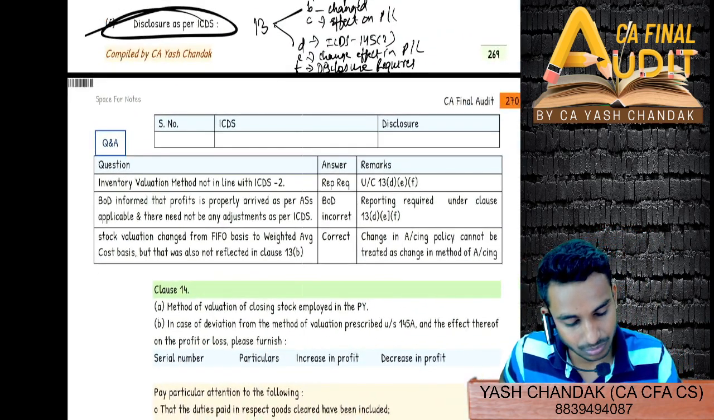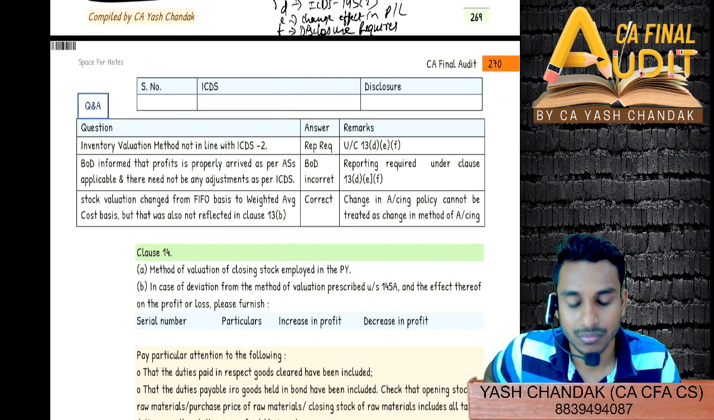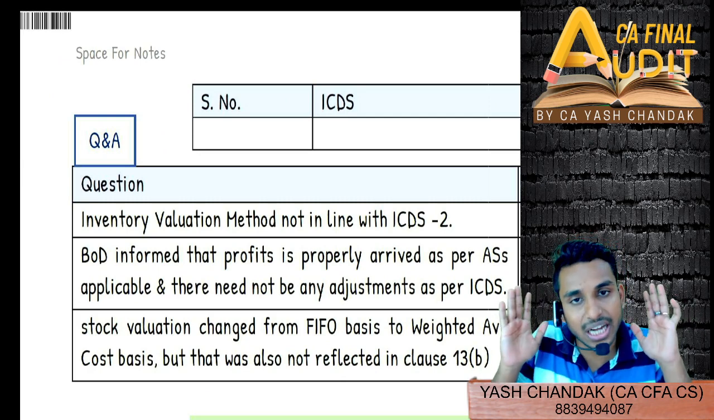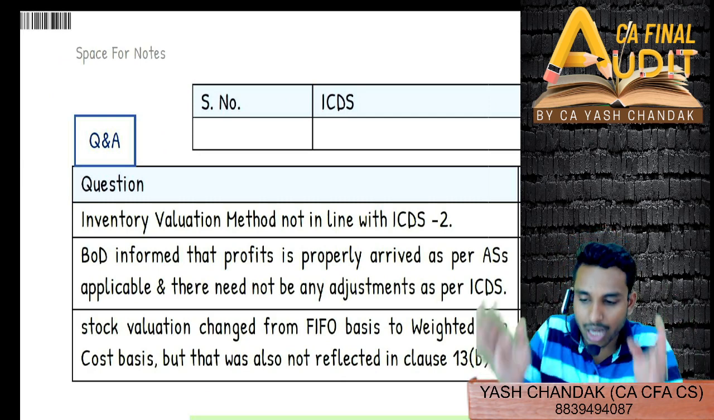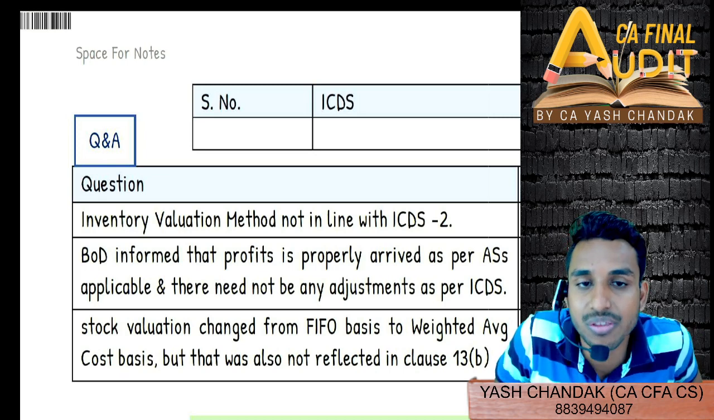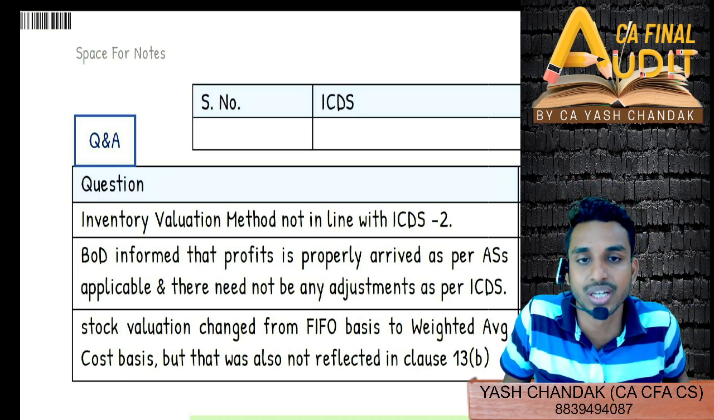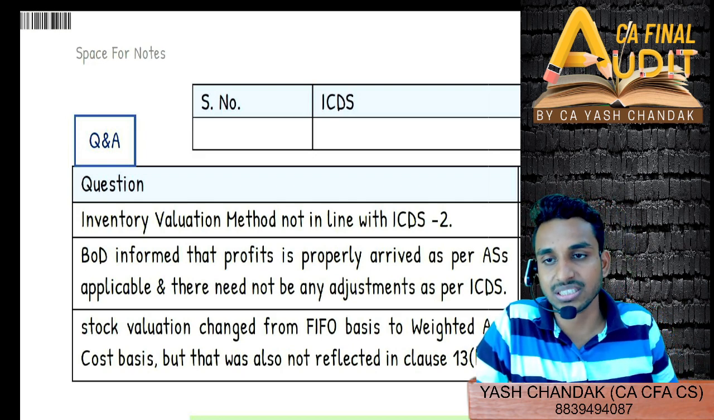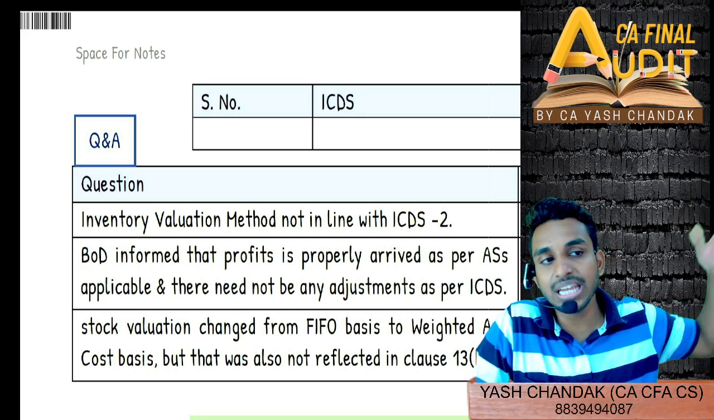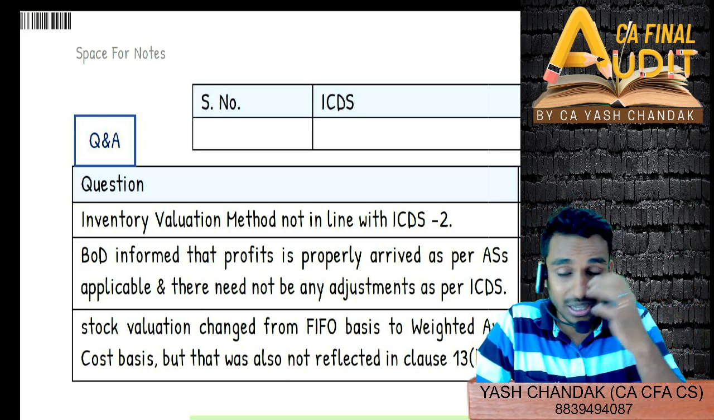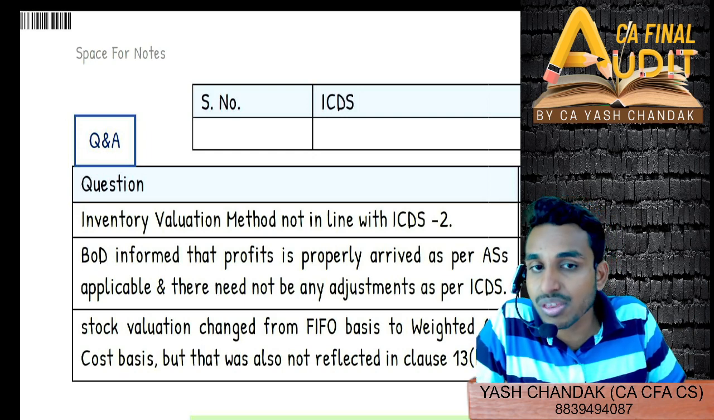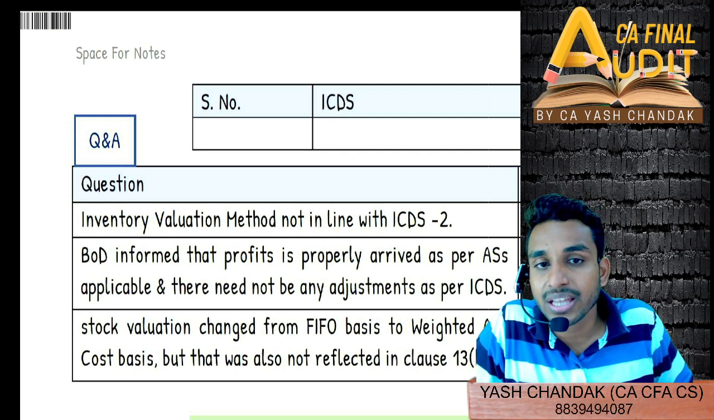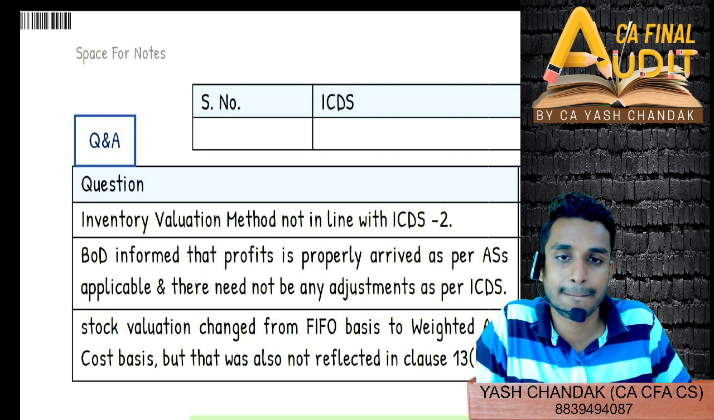Sir, could you please explain the second one? The second one is simple. BOD is telling that we already arrived at our profit according to accounting standards, according to our books of account, and we are not going to adhere to income computation and disclosure standards, ICDS. We did not do any adjustments according to ICDS. But they are wrong because under clause 13 DEF the auditor has to report in form 3CD. Similarly, ICDS is supposed to be followed by all assessees who follow the mercantile system of accounting and disclose income under the head PGBP. Okay, thank you, sir.